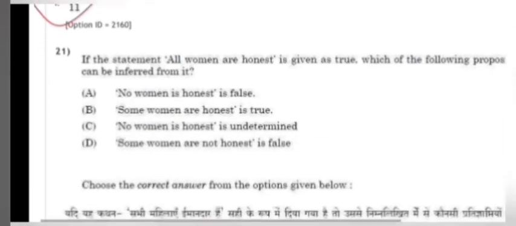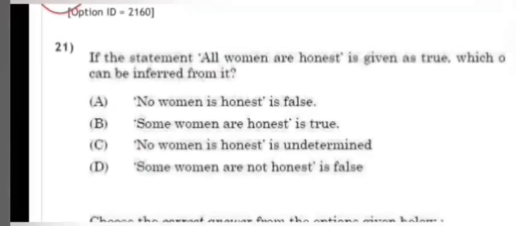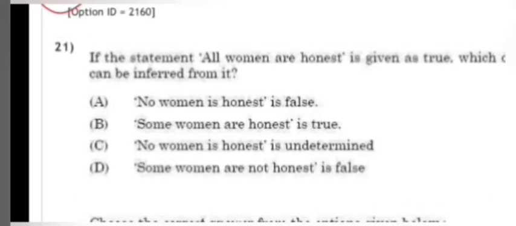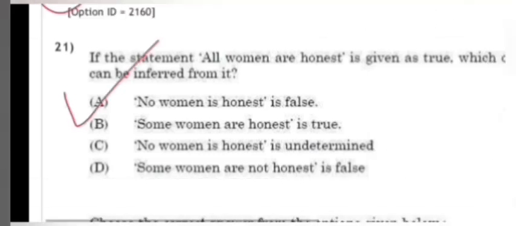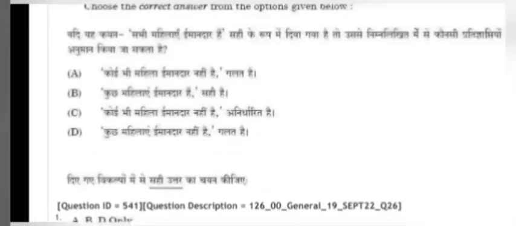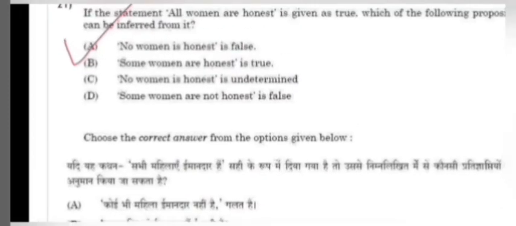Next, if the statement all women are honest is given as true, which of the following propositions can be inferred from it? No women is honest is false. Some women are honest is true. No women is honest is undetermined. Some women are not honest is false. It will be no women is honest, it is false. Next... Okay, wait, we had more part. That means A, B, D will be correct. A, B, D.